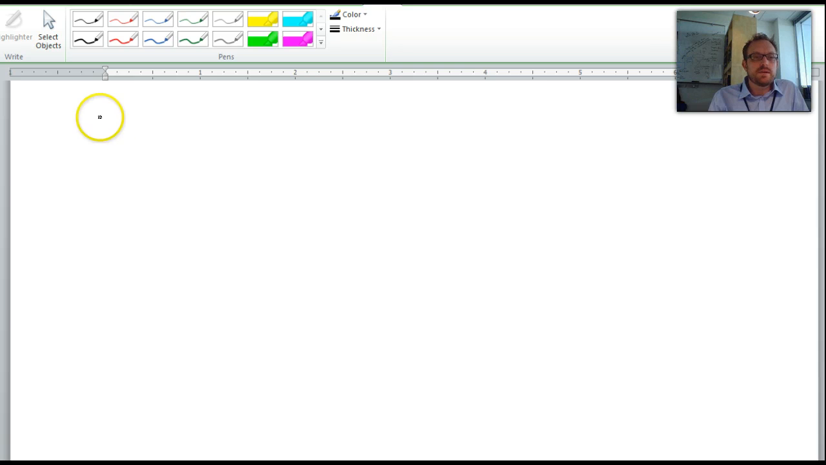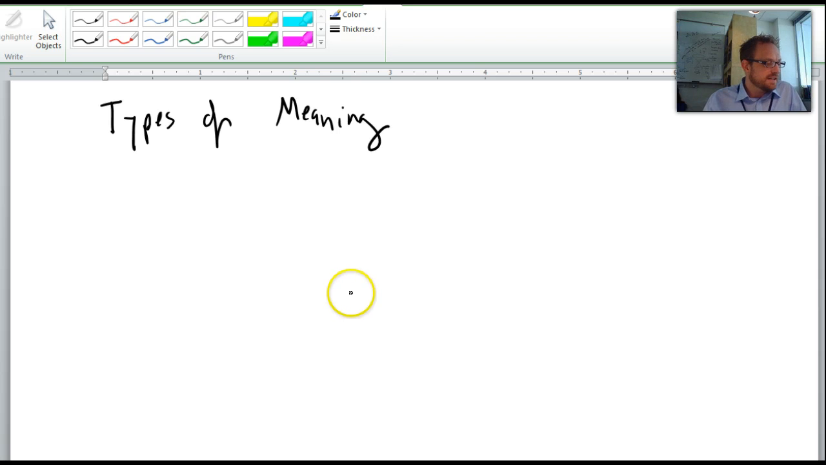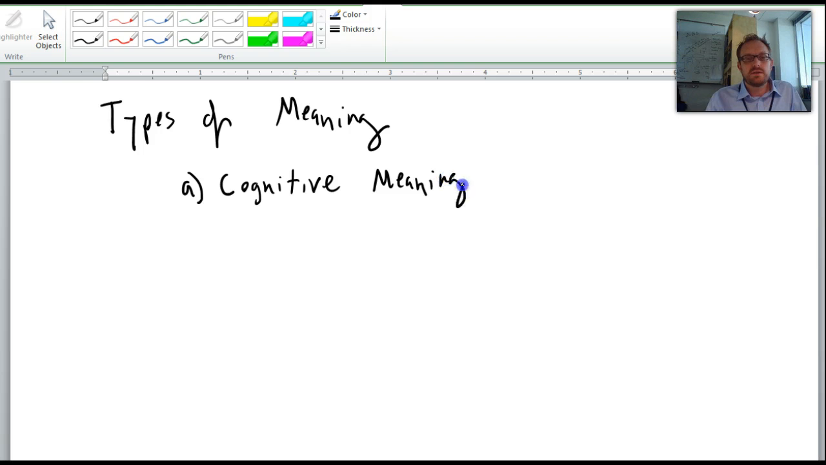Now, what I want to do here is talk about some of the different types of meaning, because we're going to see that it's actually a lot more complicated than you might think. We're going to distinguish between really two critical types, though there are other types of meaning. At least claims can either have cognitive meaning, or they can have emotive meaning.